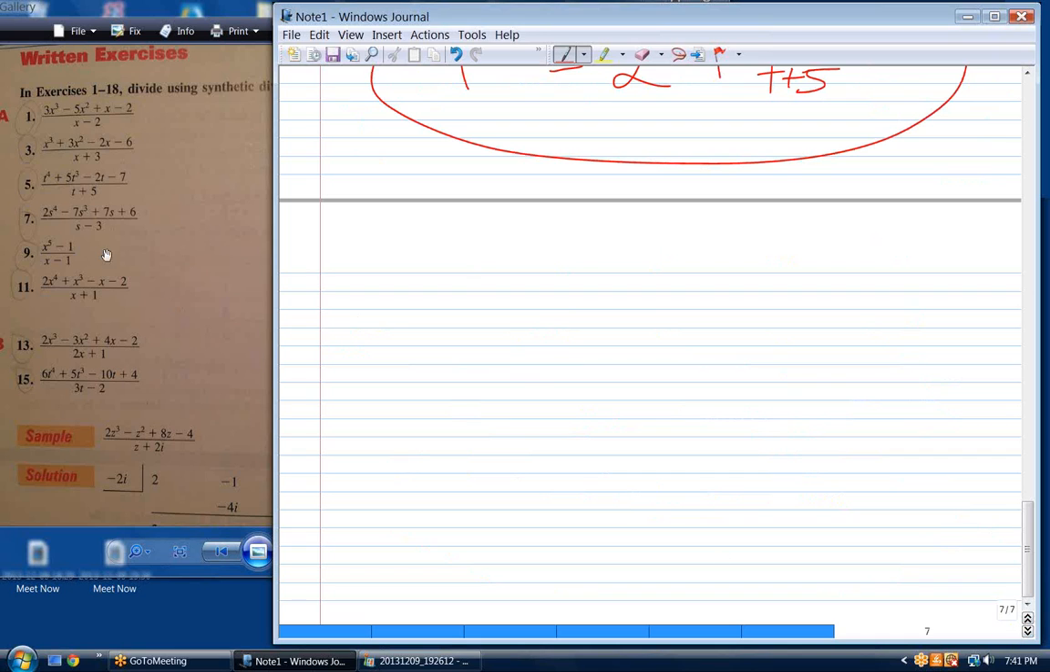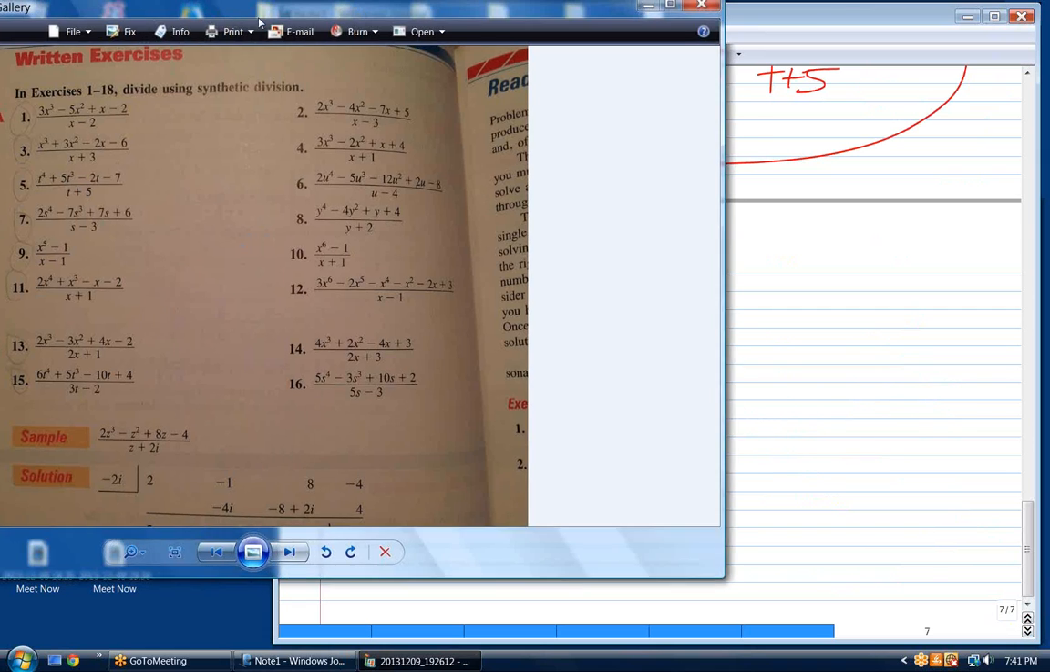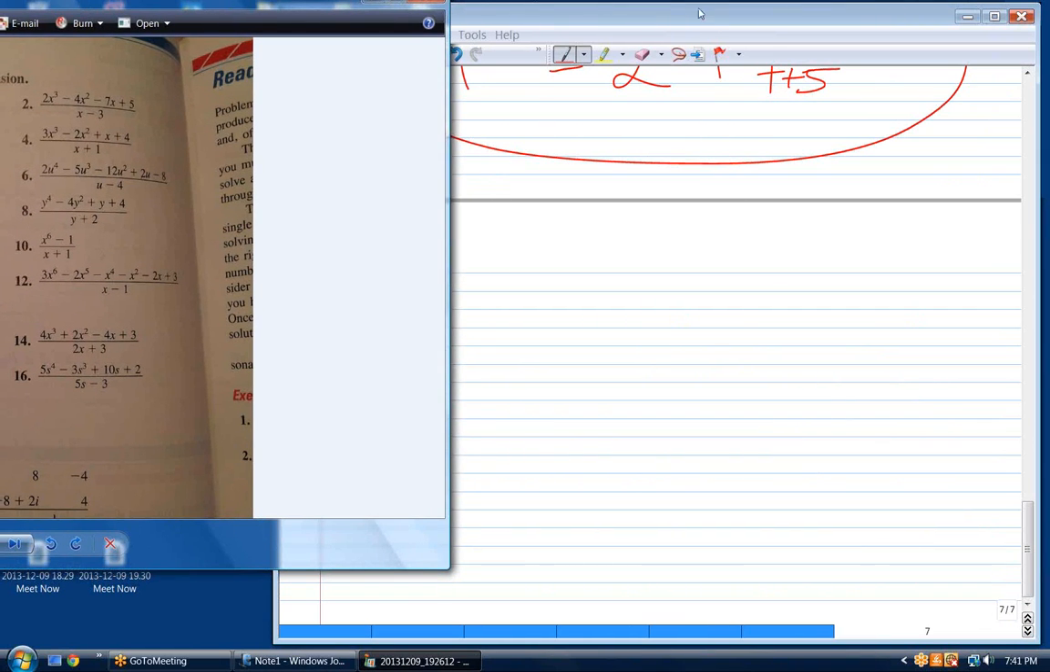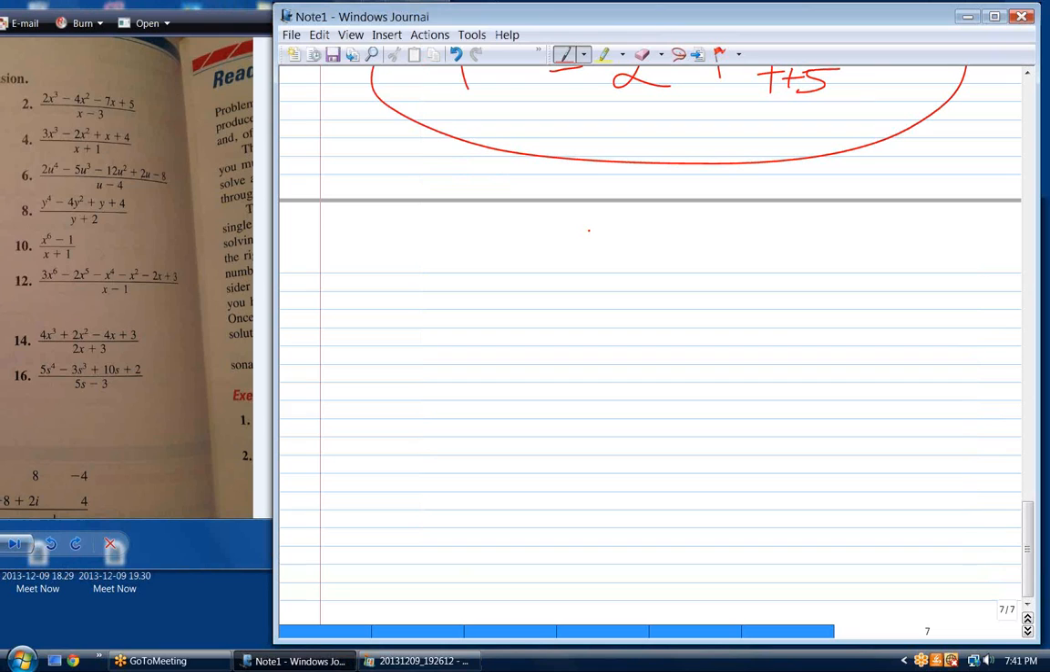It's amazing how if you change one little number on these polynomials, it makes a gigantic difference. Okay, number 6.